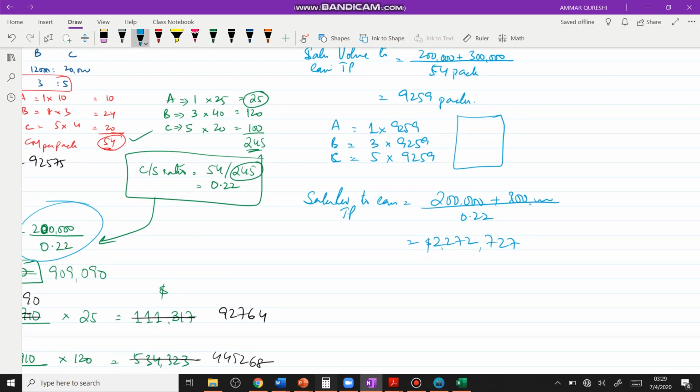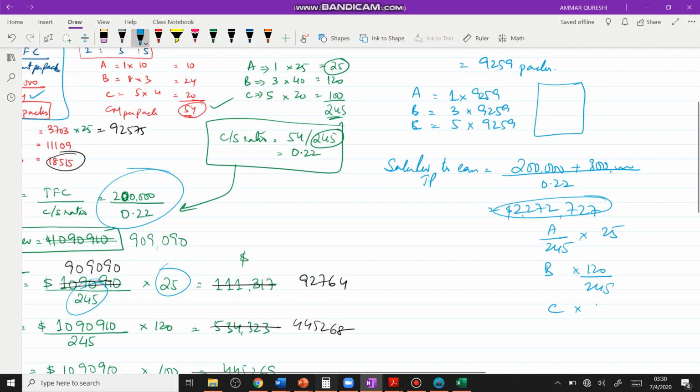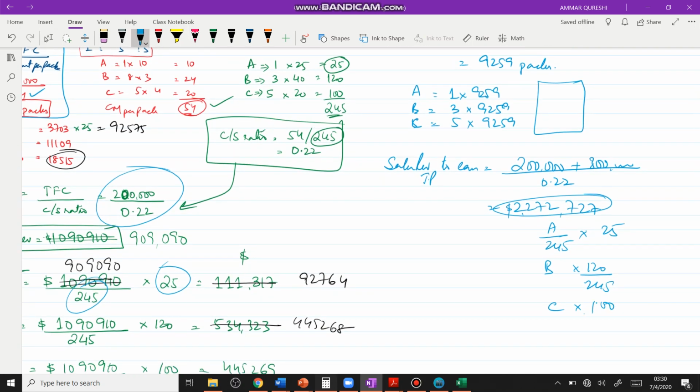For product A, divide this figure by 245 and multiply it by 25, in the same manner as we did here, right? And for product B, multiply by 120 divided by 245, and for product C, multiply by 100 divided by 245, right? So it's a simple exercise, it's not a big deal, right?